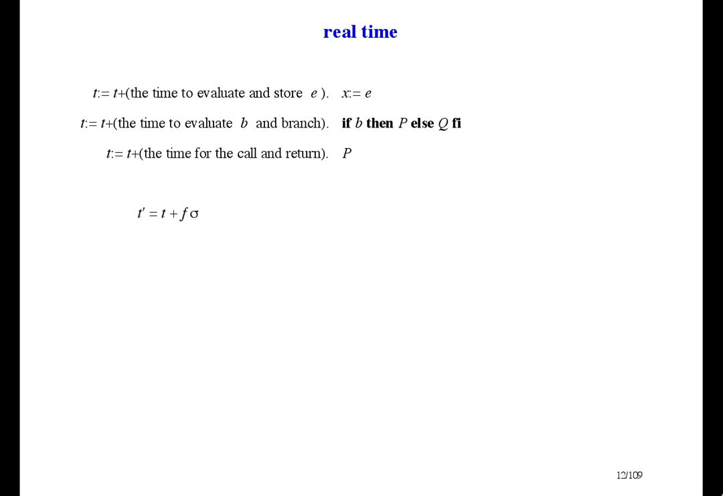Or maybe you want to specify that the execution time is bounded above by some function of the initial state. So that's t prime is less than or equal to t plus f of sigma. Or you could specify a lower bound if you want the computation to take at least f of sigma. But these are just examples. You can say whatever you like about the execution time.